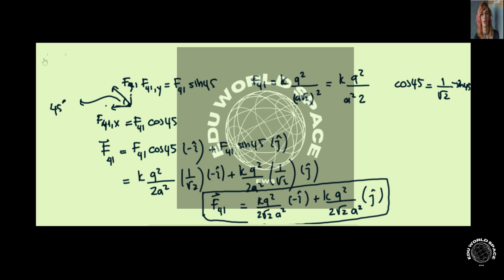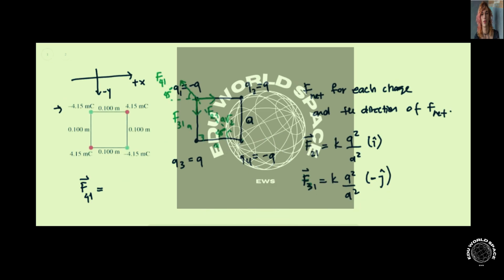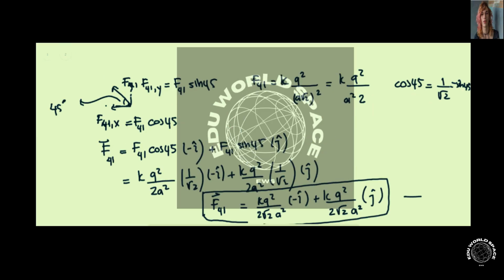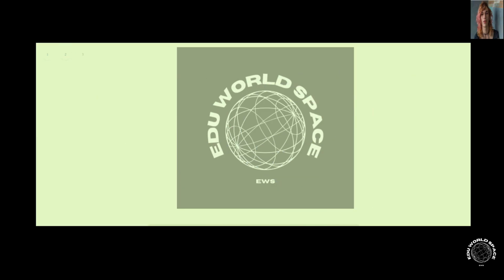All right. Now, there are three forces, right? F21, F31, F41 that are acting on Q1. Then in order to find the net force acting on Q1, we have to add them all up. Add this guy to this guy to this guy. Let's do it on the new page.